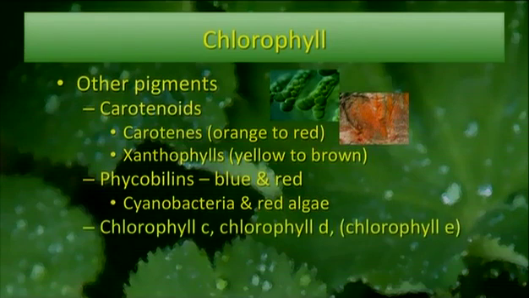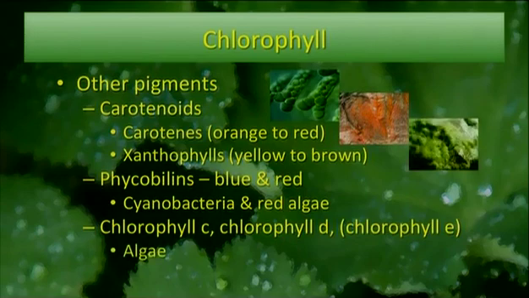Now we also have chlorophyll C, chlorophyll D, chlorophyll E, which are variations on different kinds of chlorophylls, and these are found in algae.